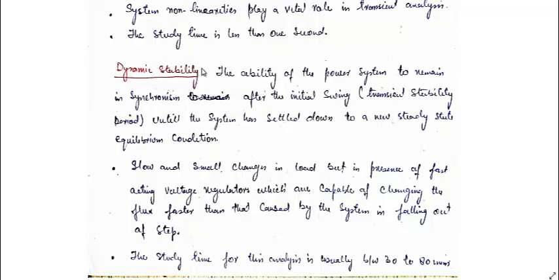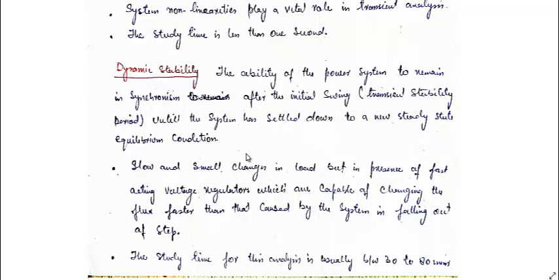This transient stability is similar to steady state stability. In that case, we see whether the system regains stability or not when the power change is slow and small, a slow and small change in the load. But the difference is the presence of fast-acting voltage regulators, which are capable of changing the flux faster than the change caused by the system in falling out of synchronism.